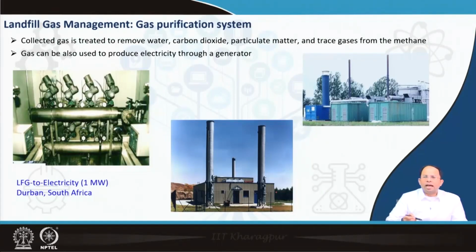So once the gas is collected, either I can burn it and flare it, or we can burn it to generate electricity. But sometimes we can also clean the gas first before we burn it. The gas is treated to remove water, moisture, carbon dioxide, particulate matter, and trace gases from the methane. Gas can be used only to produce electricity through a generator. As you can see, there are several examples of it. One is this landfill gas to electricity power plant of 1 megawatt capacity in Durban, South Africa, right? So this is how the gas needs to be first cleaned, and then it could be incinerated or burnt so that we can produce electricity.